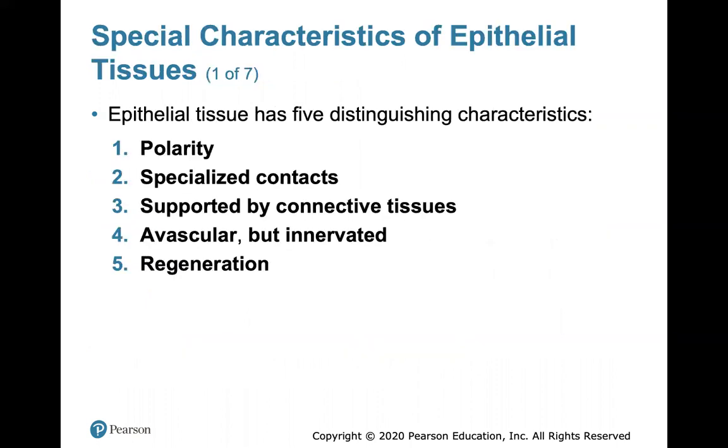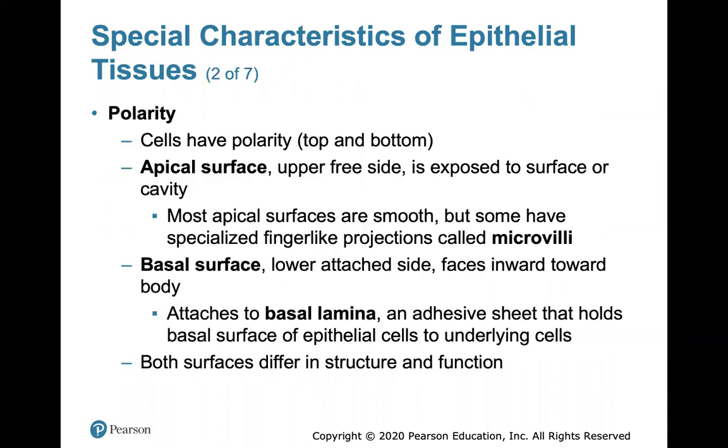Epithelial tissue has these five distinguishing characteristics that I'll let you review on your own, and we'll go through each one quickly here. Polarity just means that there's a top and bottom to epithelial tissue, where the apical surface is the free or exposed side, and the basal surface faces inward toward the body and attaches to the basal lamina, which is like an adhesive sheet that holds the basal surface of the epithelial cells to the underlying cells.